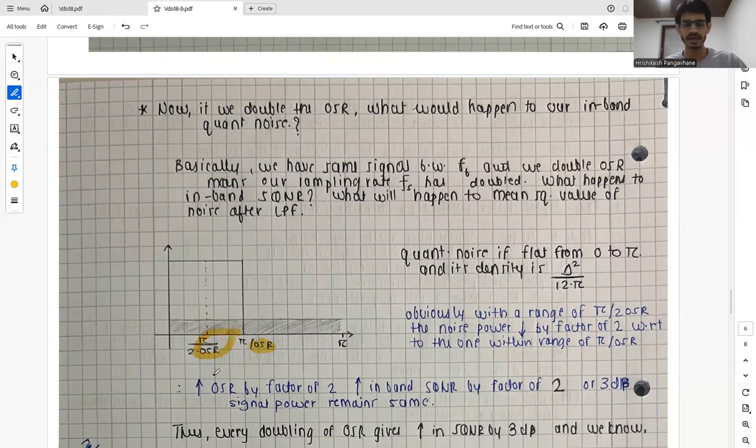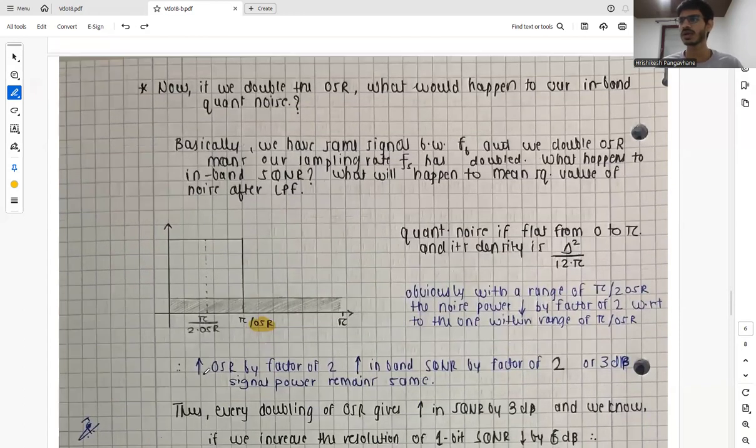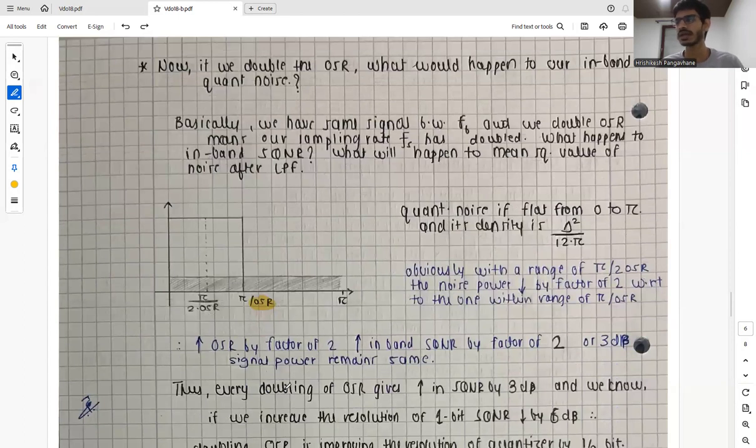So simply it says that if we double the OSR, then the noise power will reduce by a factor of 2. A reduction by a factor of 2 is, in decibels, 3 dB. So the signal power remains the same, but the noise goes down by 3 dB. And thus every doubling of OSR increases the signal to noise ratio by 3 dB, because noise is going down by 3 dB. So obviously SQNR will go up by 3 dB.